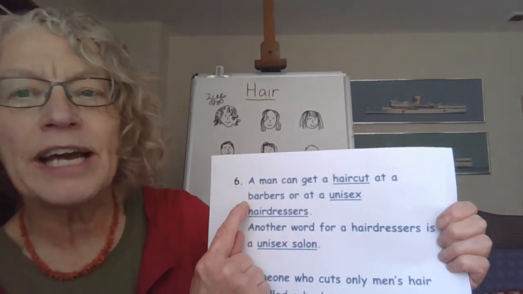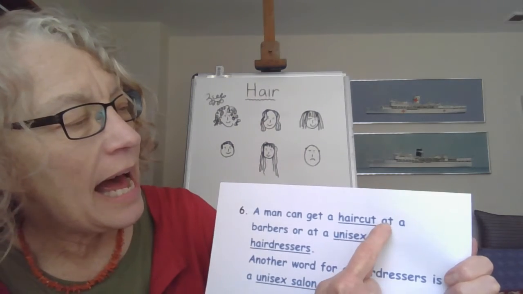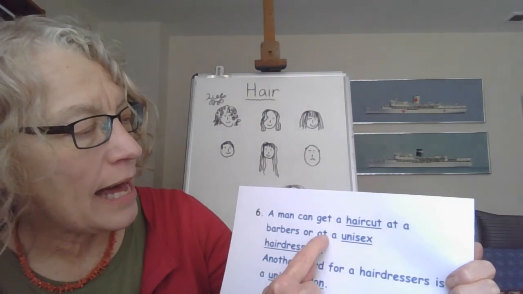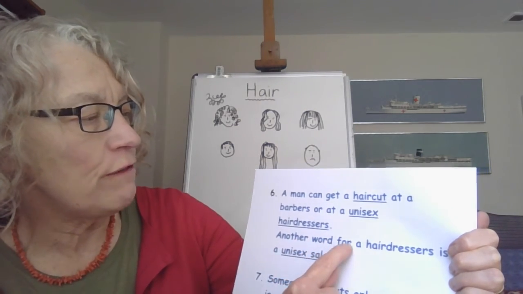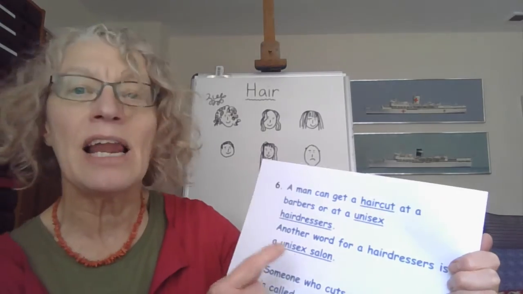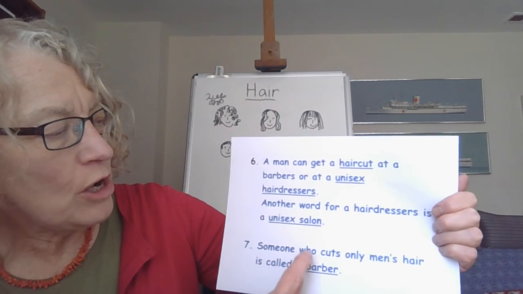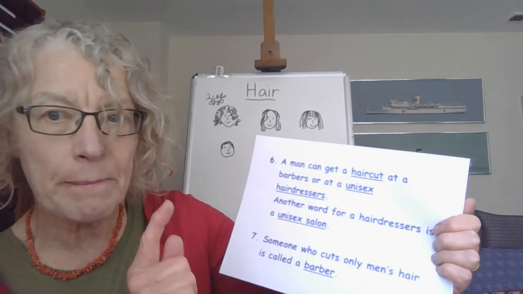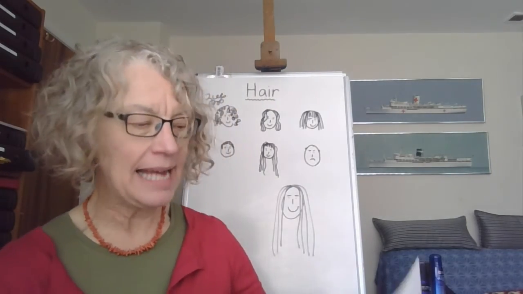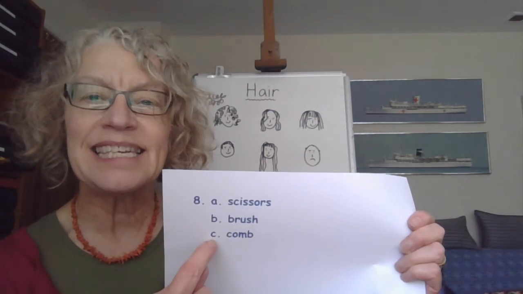Number 6. This is where you had to fill in the missing words. A man can get a haircut. That was the first missing word. At a barber's, or at a... that was a missing word, or at a unisex hairdresser's. Another word for a hairdresser's is a unisex salon, or if you want to write, just a salon. Number 7. Someone who cuts only men's hair is called a barber. Not a barber's, but a barber. That's the person who does the cutting. And the answer to 8A, 8B and 8C: 8A, scissors, 8B, brush, 8C, comb.